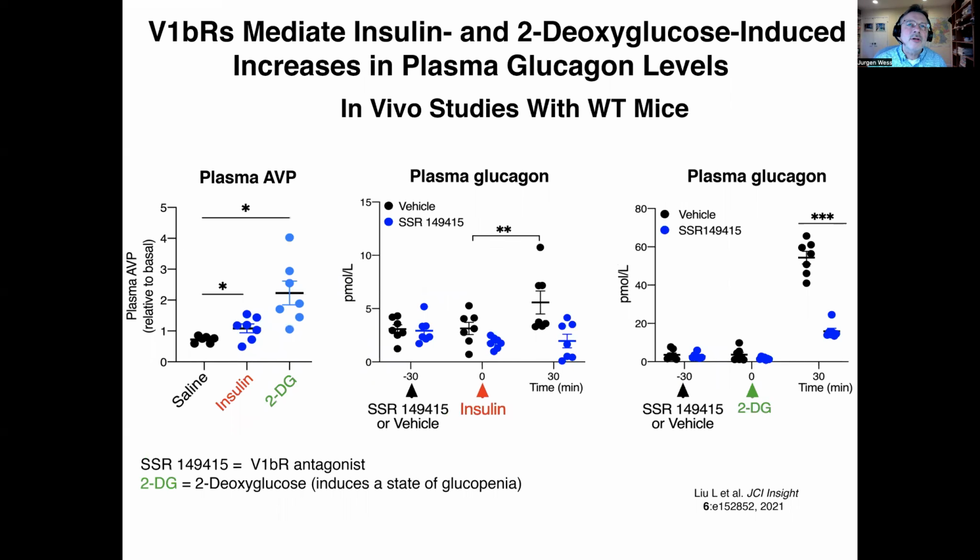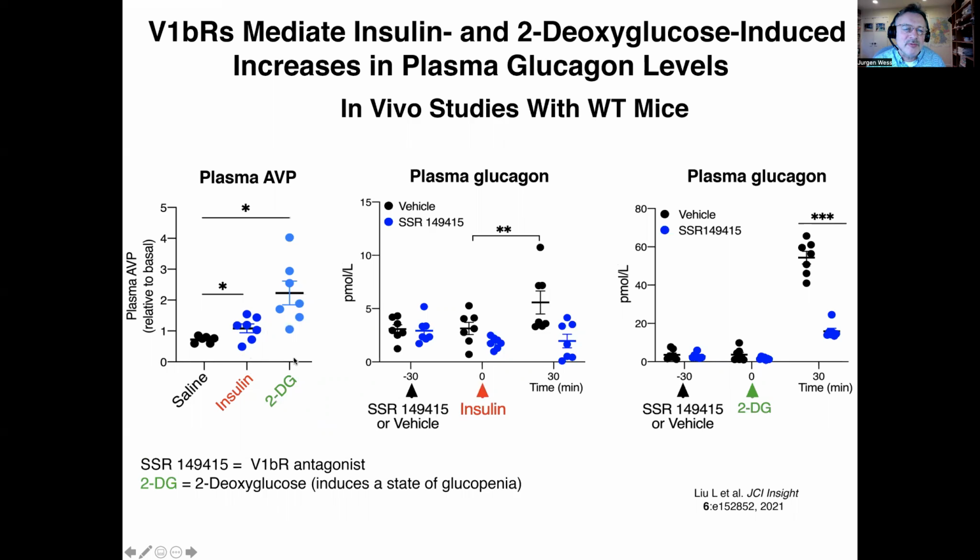It is well known that hypoglycemia leads to an increase in plasma arginine vasopressin levels, also abbreviated as AVP. In agreement with this published work, we showed that insulin injection, which causes hypoglycemia, not shown here, led to a significant increase in plasma AVP.